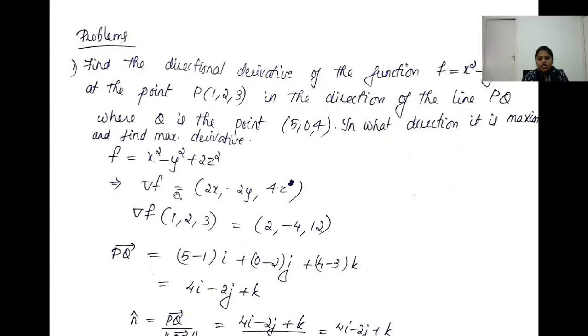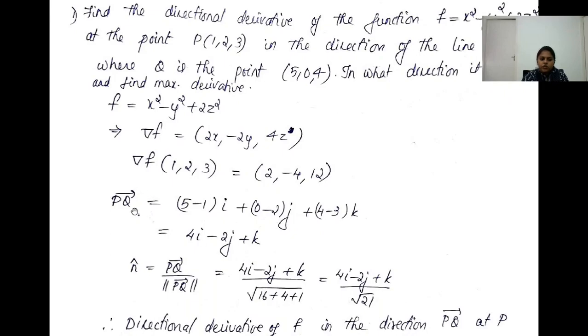So f is x square minus y square plus 2z square. The gradient del f will be, differentiate: the first component is fx, fy, then fz. So fx is 2x, fy is minus 2y, and fz is 4z. You need to find the directional derivative at the point P in the direction of PQ, so you need to calculate del f at P. So del f at P is (2, minus 4, 12).